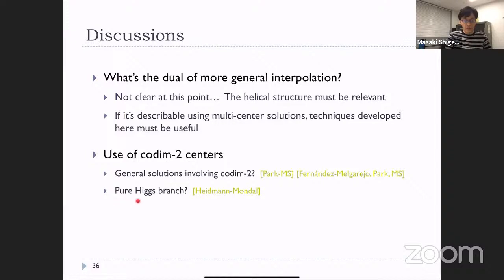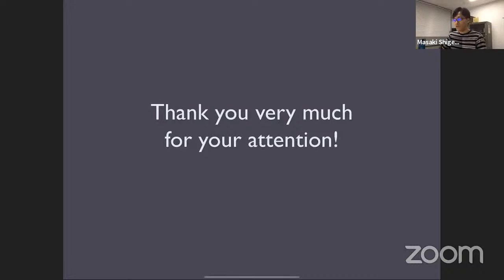And one other thing is that, okay, so PL and Mondal constructed some multicenter solution that corresponds to the microstates, the pure Higgs branch states, perhaps, of some D6, D2, D2, D2 configuration. But they did not include codimension 2 centers. So maybe if you include codimension 2 centers, maybe there are going to be more solutions, and maybe you can find Higgs branch states not just for one D6 frame, but for 2 D6, 3 D6. I don't know. That's just worth trying, but I don't know if that's going to work. It's interesting. Okay, that's all. Thanks.